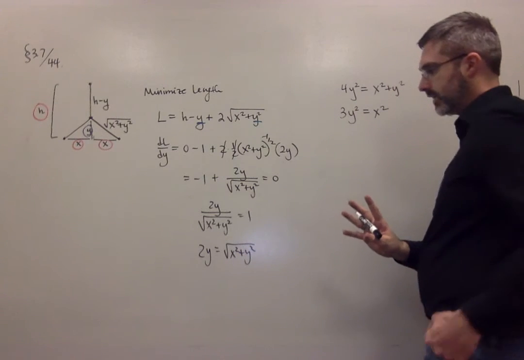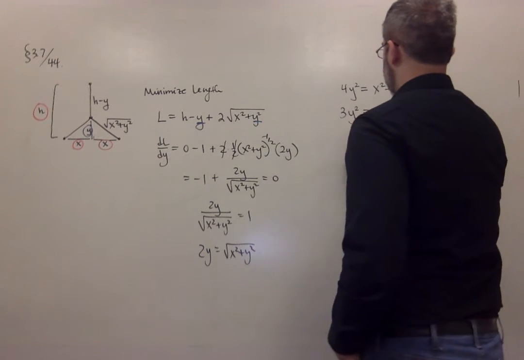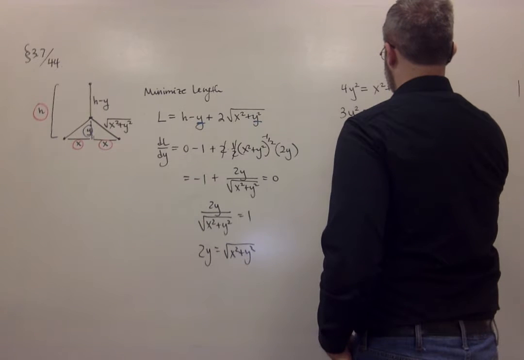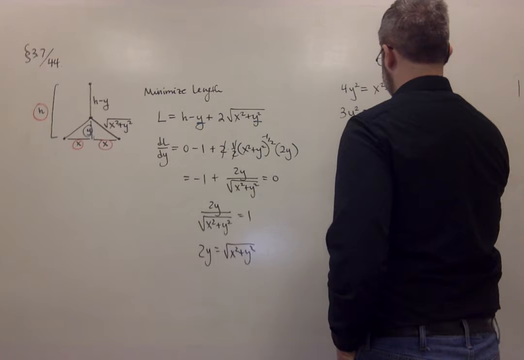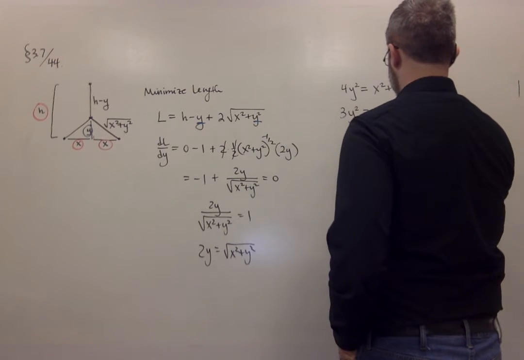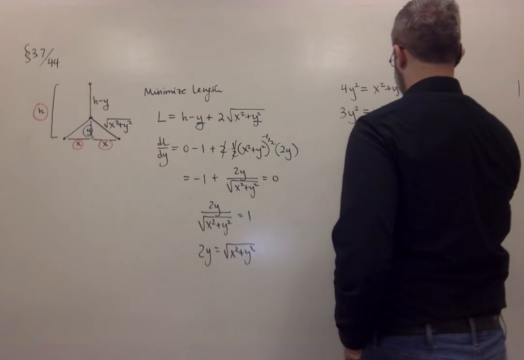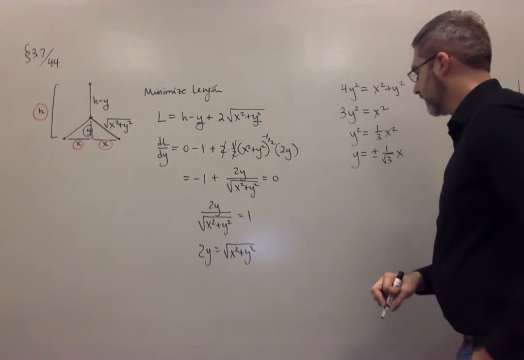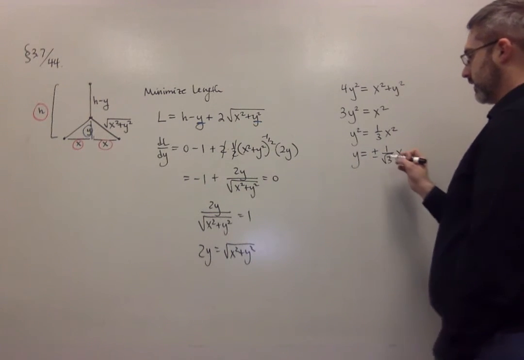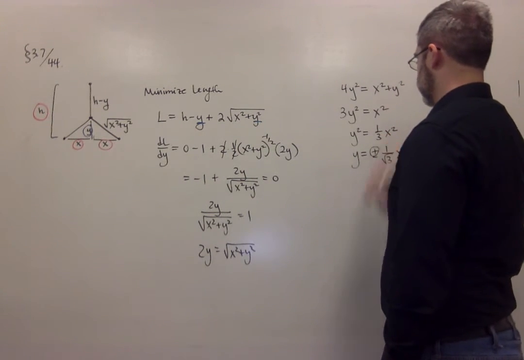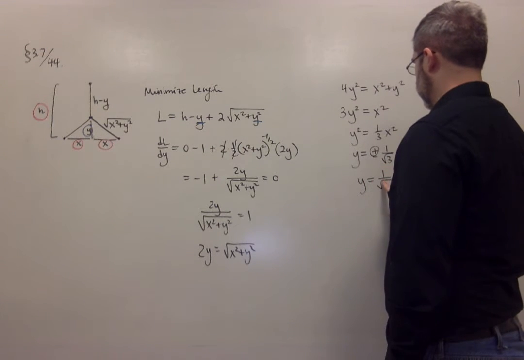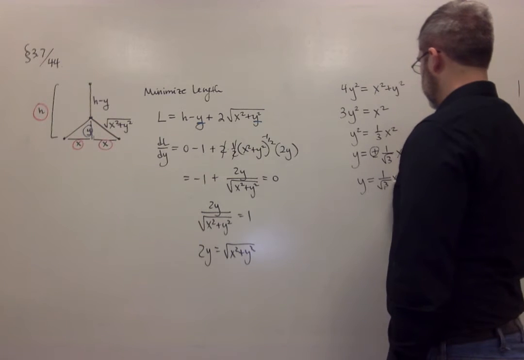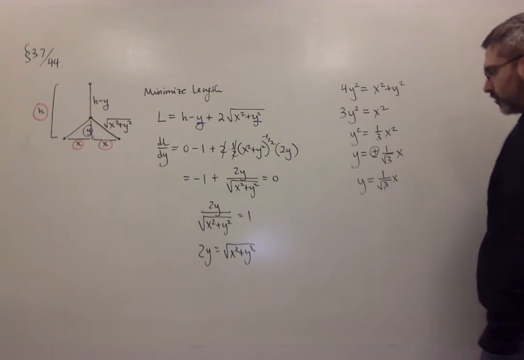I'm solving for y. So y squared is 1/3 x squared. Y is plus or minus the square root of that. So the square root of 1 is 1, square root of 3, and then x. Now you can't have negative length in this problem, so we're just talking about plus. So 1 over √3 x.